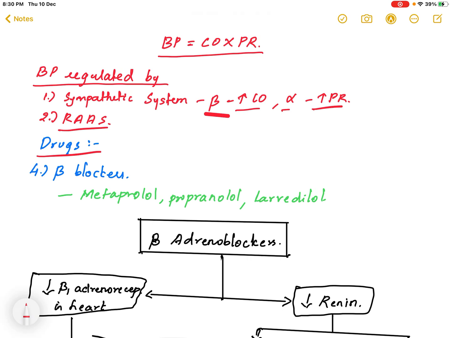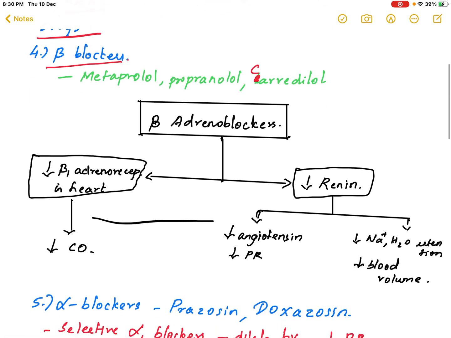So the fourth drug is beta blockers, which would obviously block these beta receptors here. So by blocking the beta receptors, the cardiac output would decrease and blood pressure would also decrease. The drugs which come under beta blockers include metoprolol, propranolol, and carvedilol. So now we'll look at the mechanism of action of the beta blockers.